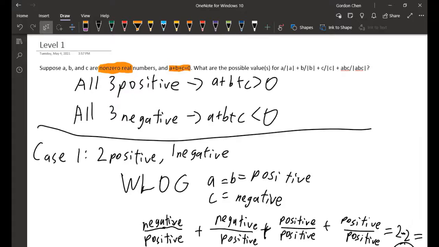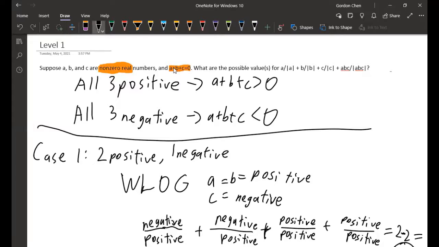Okay, so I'm going to be explaining level 1 and 2 in this video. So level 1: suppose that A, B, and C are non-zero real numbers, and A plus B plus C equals 0. So we want to find the possible values for a number divided by the absolute value of the number.